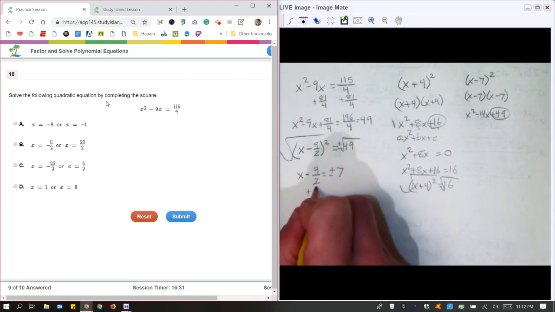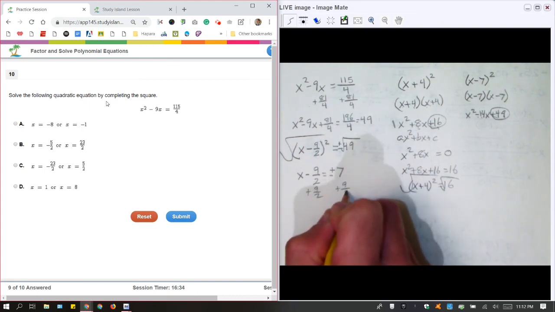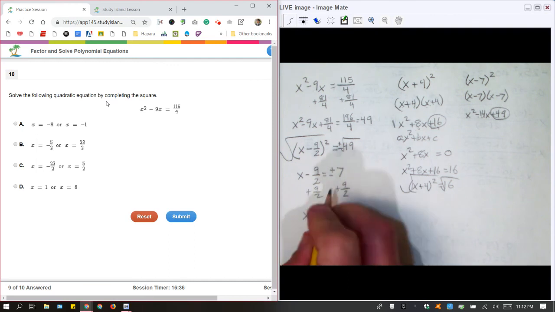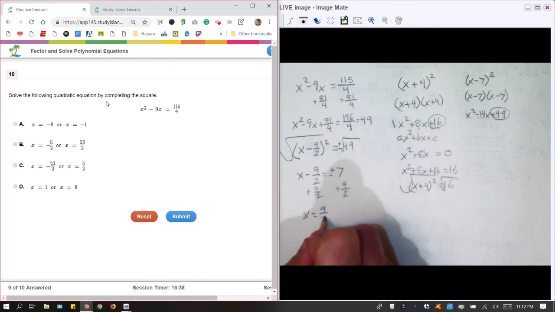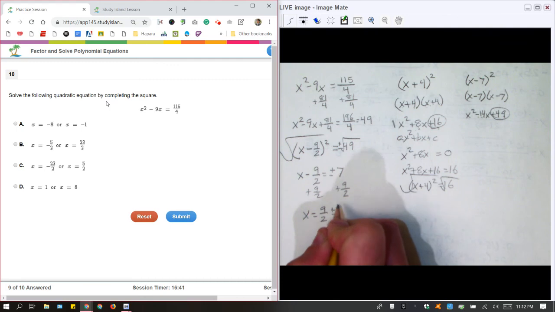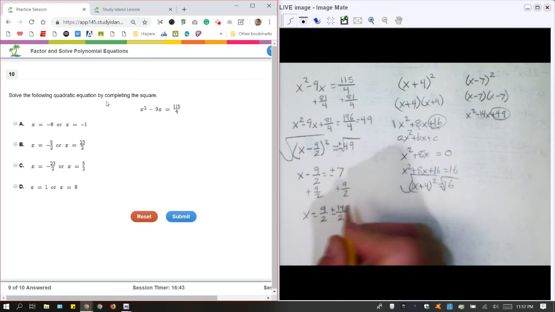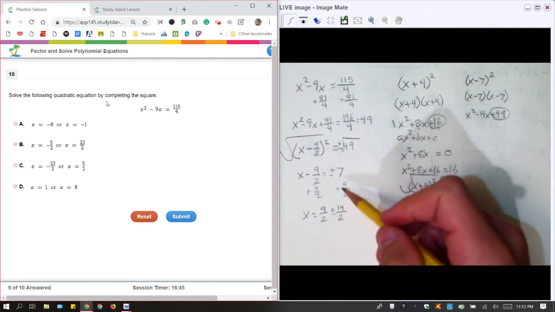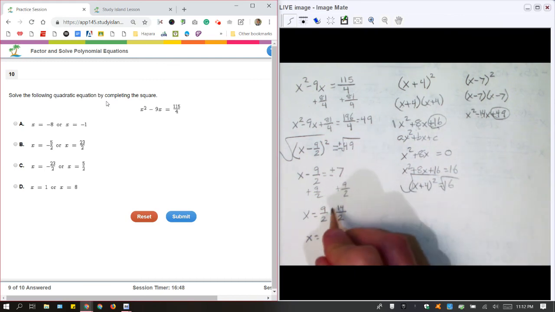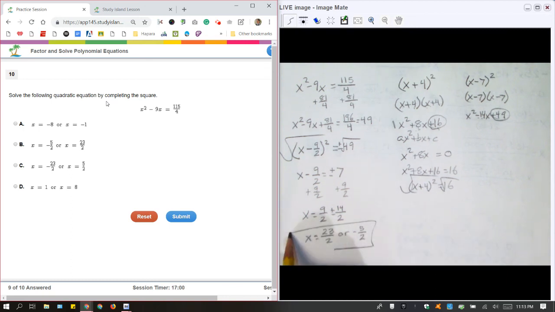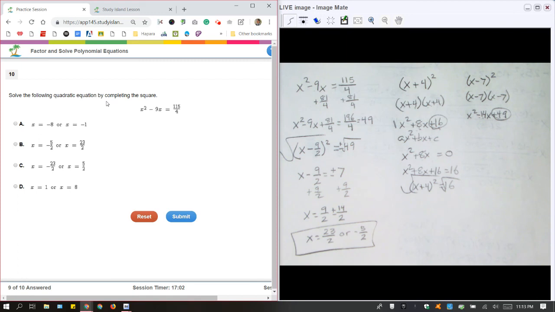And now I add 9 halves to both sides. And I get x equals 9 halves plus or minus 7, which I'm going to write as 14 halves now, because 7 is 14 halves. And we have x equals 9 plus 14 halves, which is 23 halves. And we also have 9 minus 14 halves, which is negative 5 halves. And right here, negative 5 halves and 23 halves.